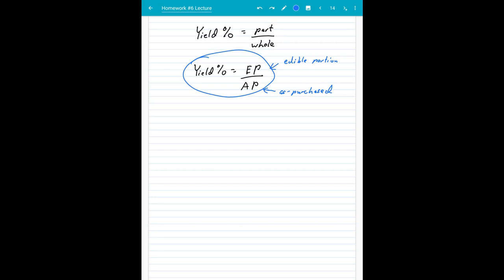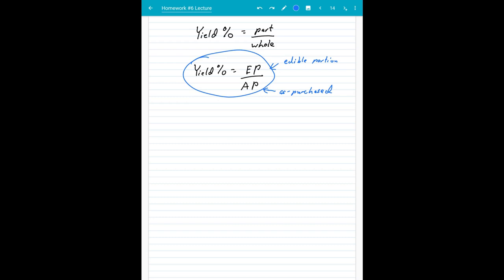So you buy a whole pineapple. That's the as purchased portion of it. Whenever you trim the pineapple, you might get a percentage of 52%, 55%, depending on how you prep it. But you get different yield percentages. That would be your edible portion. If you're doing the pineapple by weight, you lose a lot of weight off of the leaves and the outside rind and everything. You might not even use the core of it. You might repurpose it for something else in a different recipe, but not this particular recipe.